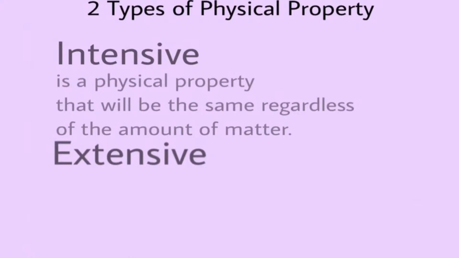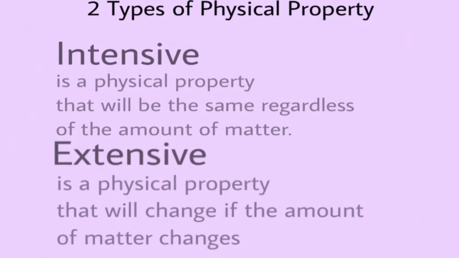An intensive property is a physical property that will be the same regardless of the amount of matter. For example, color, boiling point, taste, and hardness. An extensive property is a physical property that will change if the amount of matter changes. For example, mass, volume, and length.